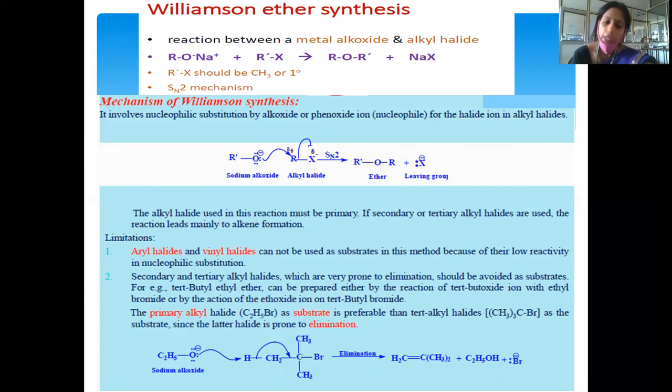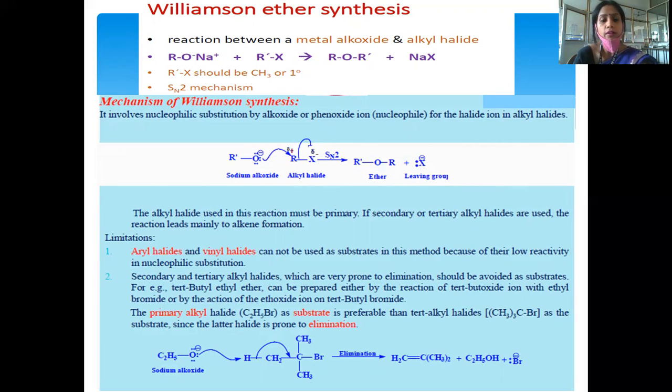Now, there are certain limitations to this reaction. First is that aryl and vinyl halides cannot be used as substrate in this method. Why? Because they are less reactive. Secondly, and this is the necessary condition as well as a limitation of this reaction, secondary and tertiary alkyl halides, which are very prone to elimination and give alkene, should be avoided as substrate.